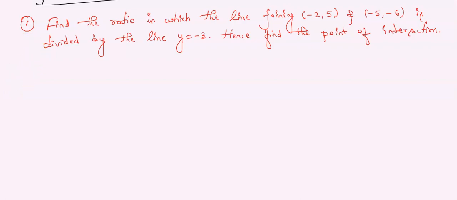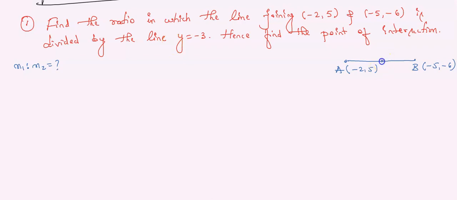Correct? Ratio means what? m1 is to m2, that is nothing but m is to n value we have to find. Find the ratio in which the line joining, we have a line, let me say these are the 2 points, A and B are the 2 extreme points. The coordinates of A are minus 2 comma 5, coordinates of B are minus 5 comma minus 6. The line joining them is divided by the line y equals minus 3.